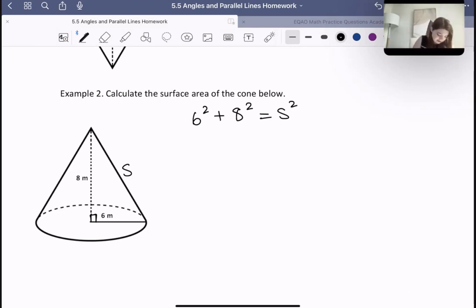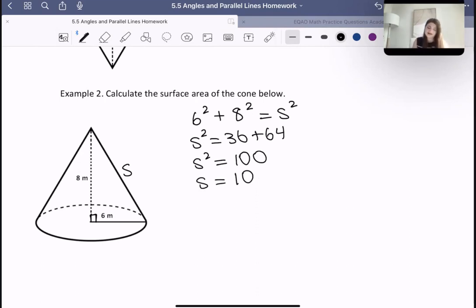So now let's figure it out. s squared would be 36 plus 64. So s squared is 100. And so that means that s is equal to 10, right? Because it must be a positive number. It can't be a negative number in this context. So therefore, our slant height is 10 meters.